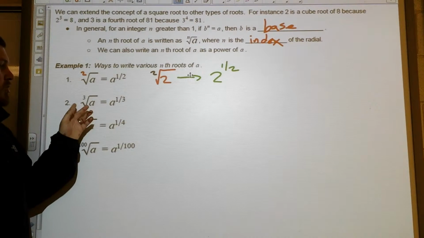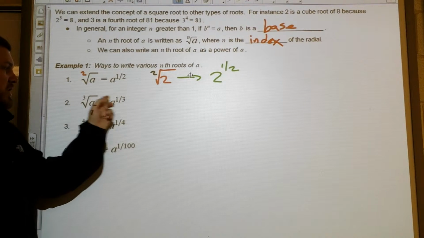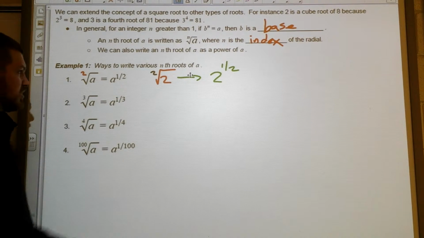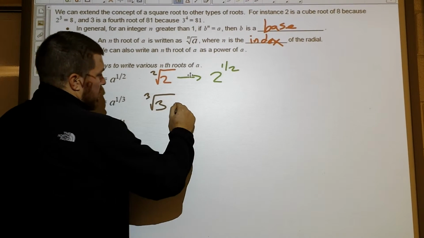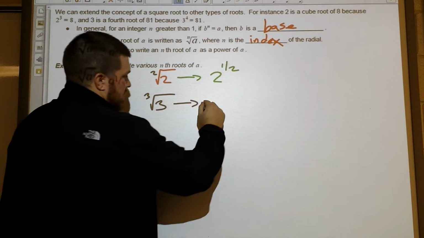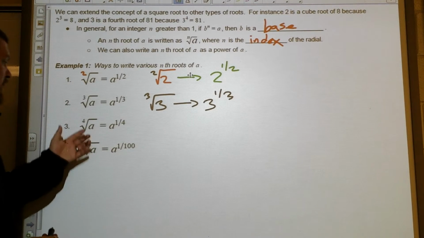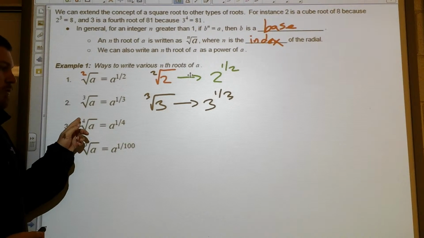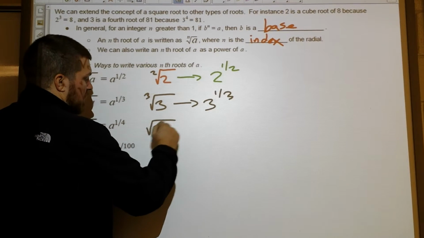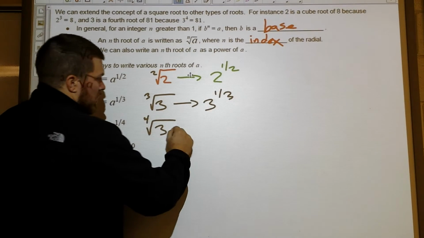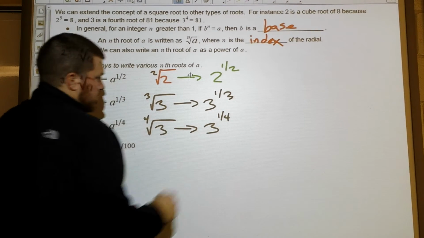Here, the cubed root, which you probably have seen before, the index is 3, and again, the index goes on the bottom of our fraction. So, for example, if I had the cubed root of 3, I can rewrite that using a power as 3 to the 1/3. Okay, so very easy. Same thing, I have what's called the fourth root. The index is 4, so 4 goes on the bottom of my fraction. So just another example. The fourth root of 4 can be rewritten as 4 to the 1/4 power.